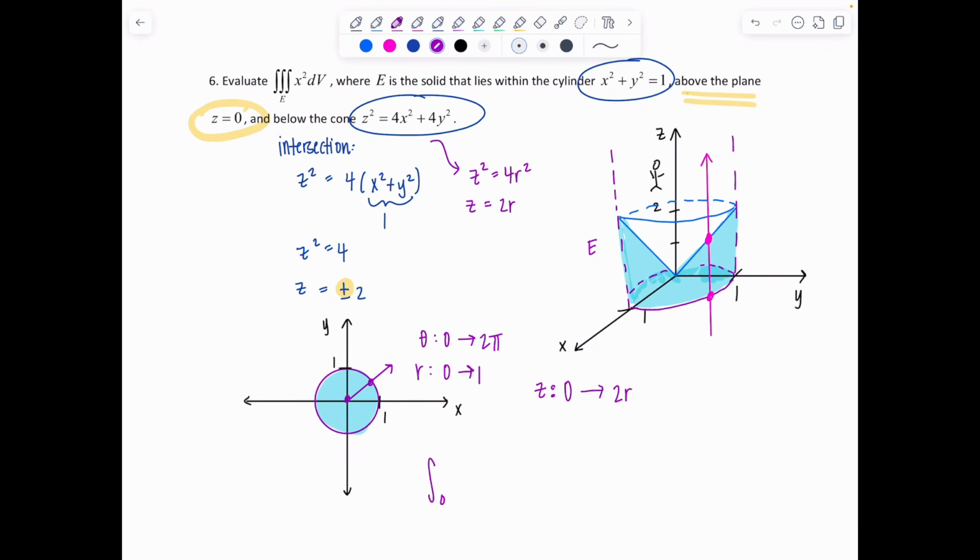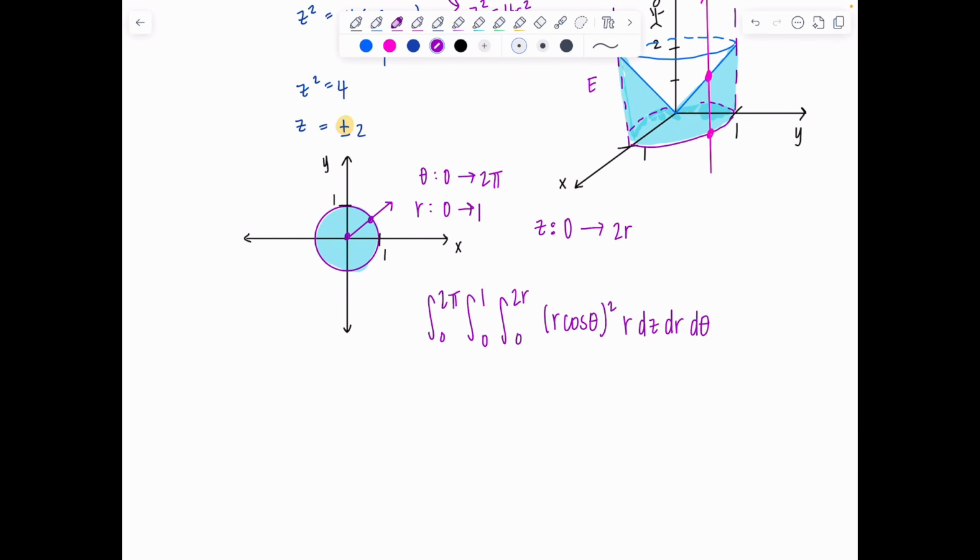So we'll have the integral from 0 to 2 pi. Theta is on the outside 99% of the time. r goes from 0 to 1, and z goes from 0 to 2r. And then my integrand is x squared, so in cylindrical, that's (r cosine theta) squared. And then I have dV, which is r dz dr d theta. Now, scanning through, I have thetas, I have r's, so no shortcuts allowed this time, and the limits are not all constants. So here we go, one at a time.